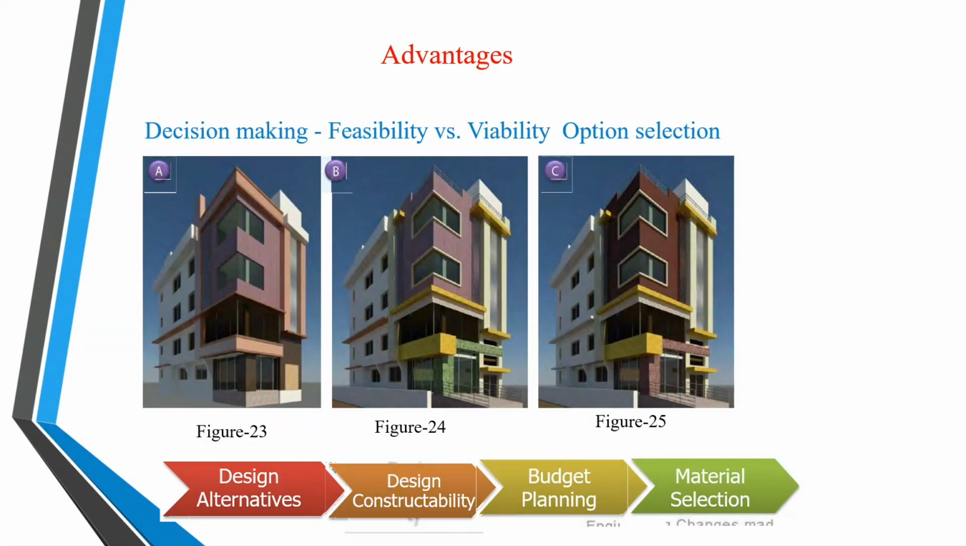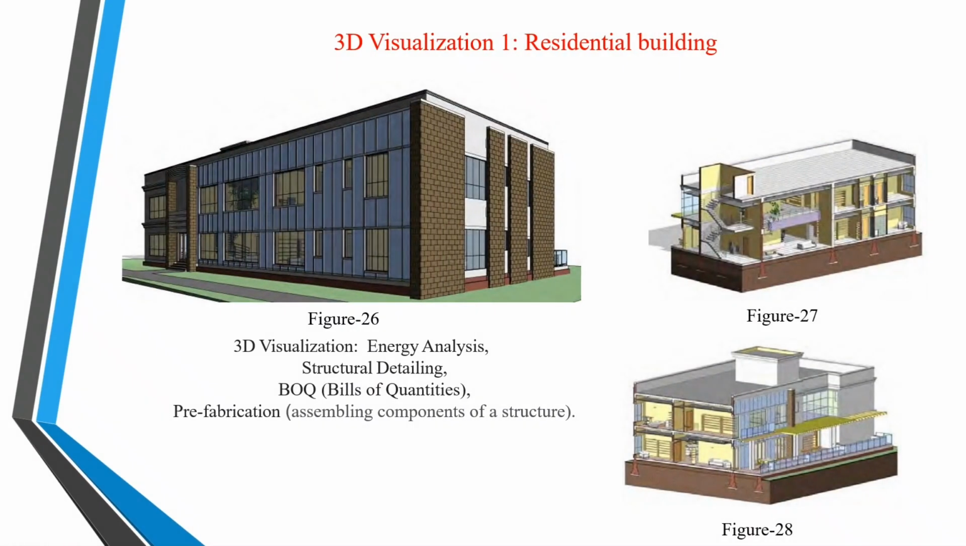The other advantage of building information modeling is decision making, feasibility versus viability, and option selections. That is, in figures A, B, and C, the people can change the color, design, and whatever other elements they want to include. That is, design alternatives, design constructability, and budget planning and material selections. This slide shows how a residential building visualization includes energy analysis, structural detailing, bills of quantities, and prefabrication of the structure.